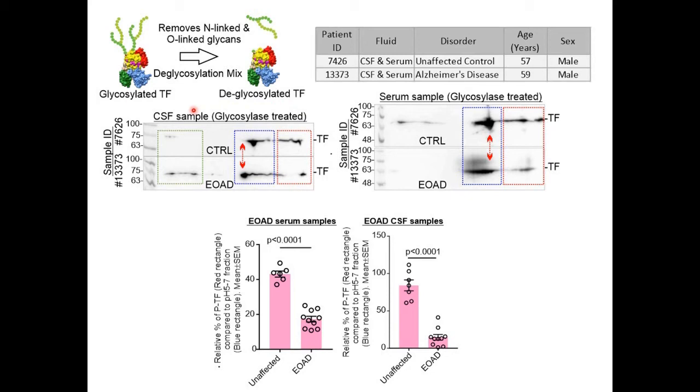The middle panel immunoblots show charge and mass separated fractions of transferrin in the CSF and serum samples from an EOAD, or early onset Alzheimer's, patient and the matched unaffected control. The bottom panels show the relative amount of the pH 3-4 fraction of transferrin in the CSF and serum samples from early and late onset Alzheimer's patients.